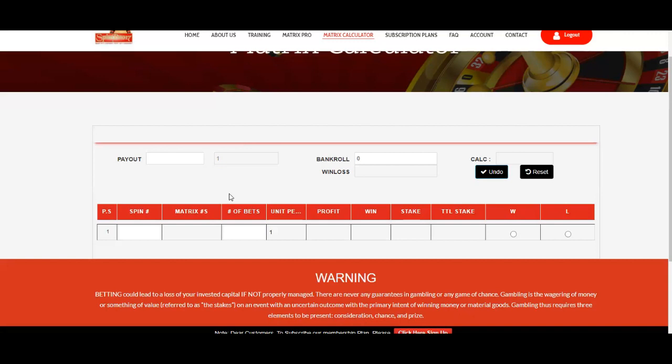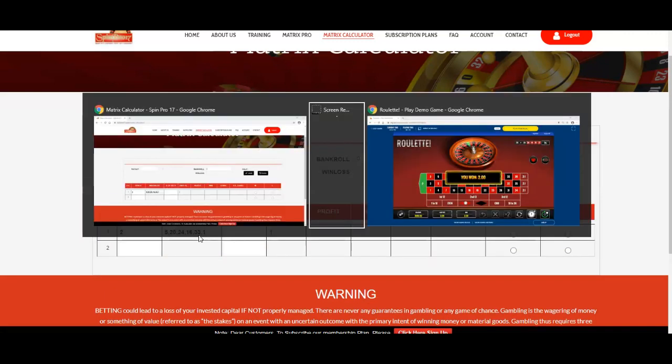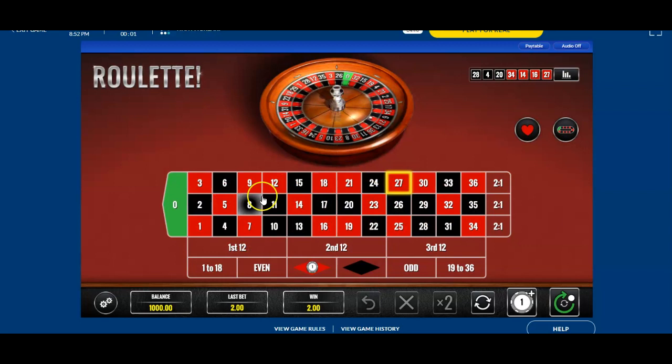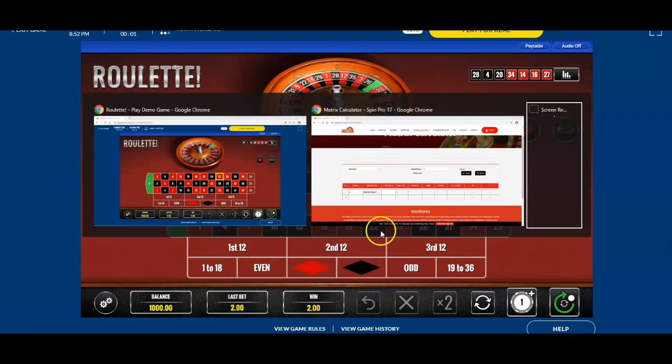So the first strategy we want to demonstrate is the 6-number split strategy. And how that really works is the number that you get on our calculator here, the matrix sequence, you're going to take those numbers and then you're going to split the bet on the wheel here.